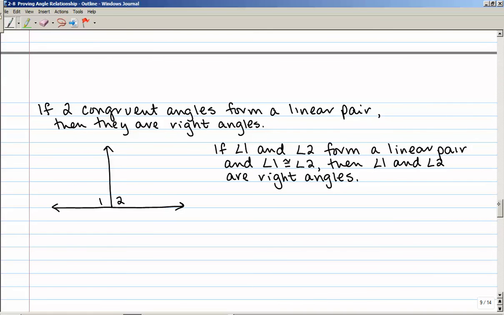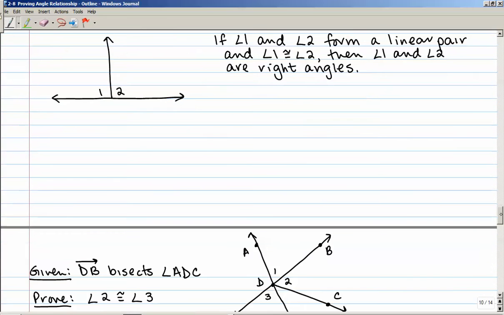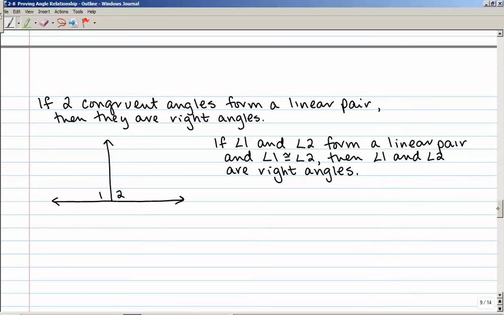And if two congruent angles form a linear pair, then they are right angles. So if angle 1 and angle 2 form a linear pair, and if angle 1 is congruent to angle 2, then angle 1 and angle 2 are right angles. And those are all of the properties, theorems, and postulates that we're going to use in our next section. In part 2, I will do some of the proofs for you.